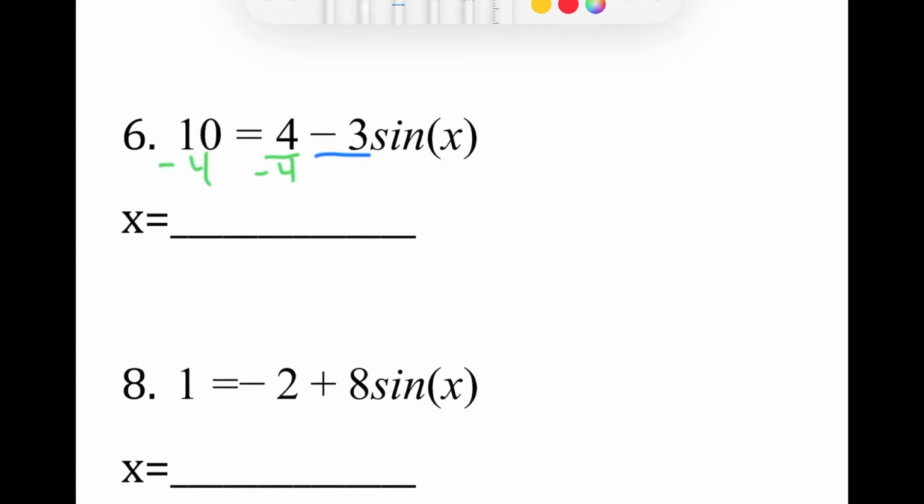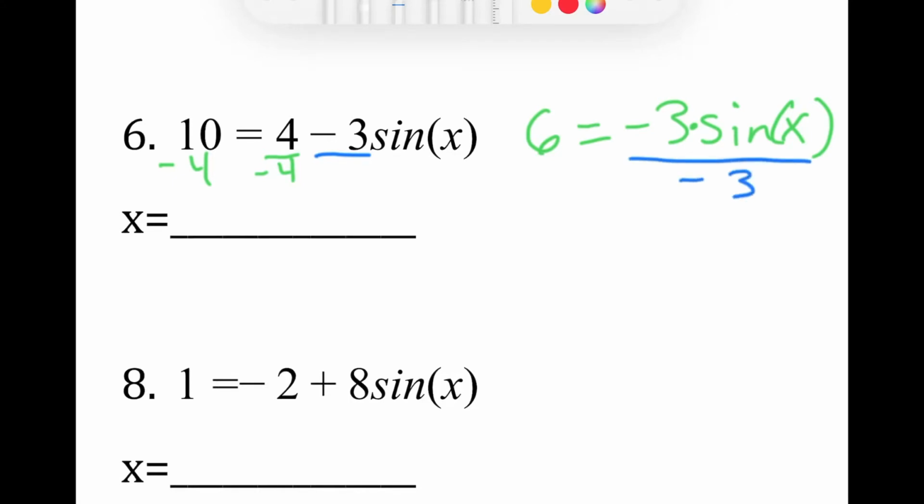We end up with 6 equals negative 3 times sine of x. There is multiplication in between the negative 3 and the sine. So we're going to divide by negative 3 on both sides. And we get negative 2 equals sine of x.